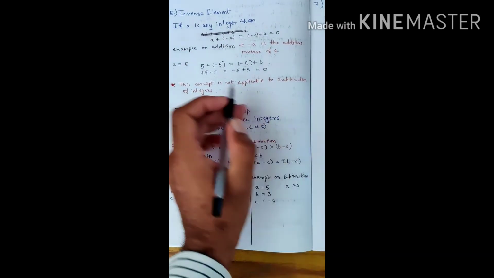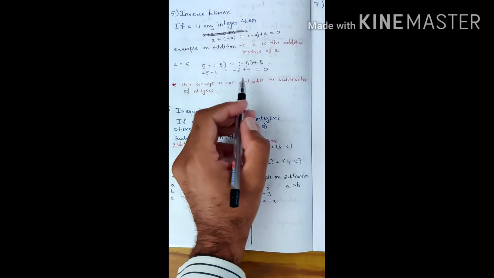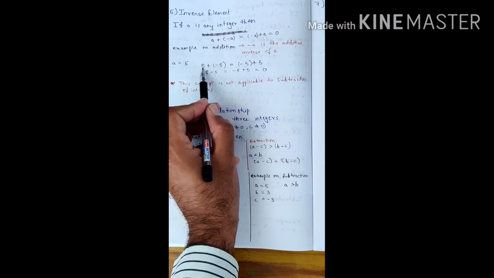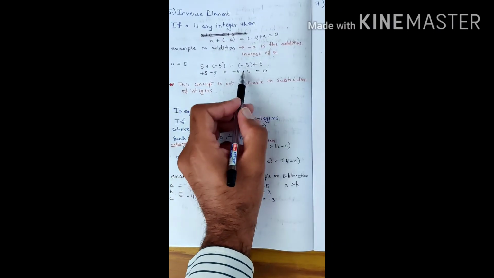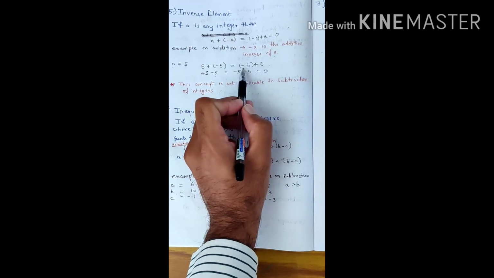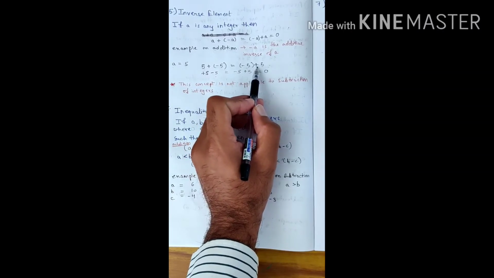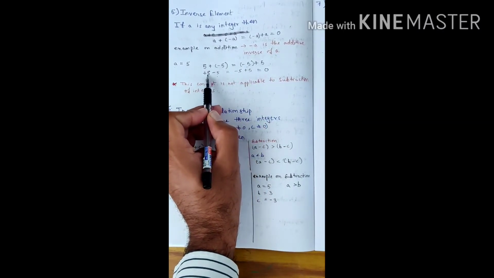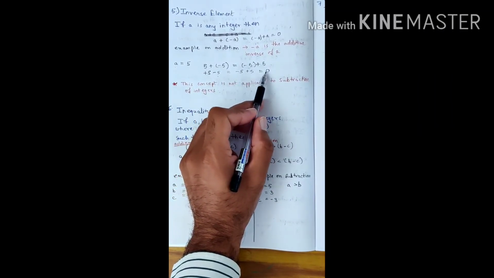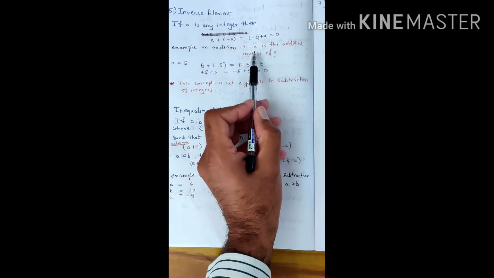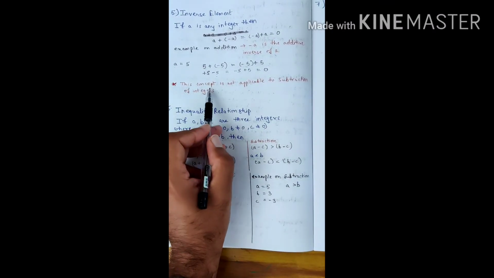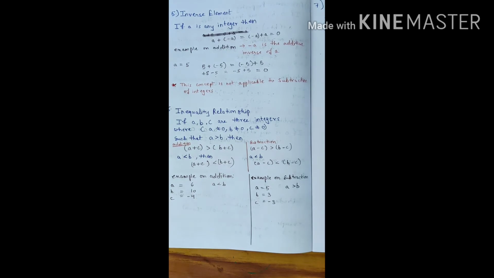Now let us see here, if we take a as 5, so again first of all we put a positive number, so 5 plus (minus 5), and since the minus value is coming first on the other side, we'll write minus 5 in bracket and then plus 5. After solving this, 5 plus minus 5 is equal to 0. Similarly, minus 5 and plus 5 is again 0. So therefore we can say that minus a is the additive inverse of a. Now this concept is not applicable to subtraction of integers.